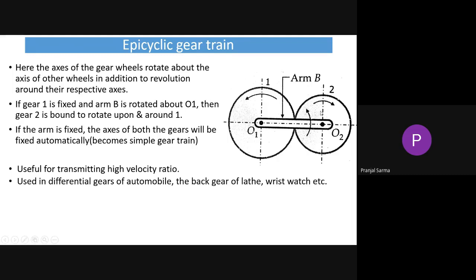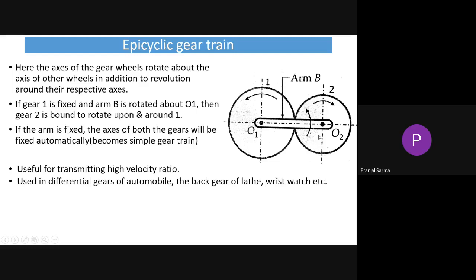That is normal. But we also have this arm, which connects the centers of these two gears, and this arm is given motion. It may be anti-clockwise or clockwise. Because of that, in the epicyclic gear train, the axes of the gear wheels rotate about the axis of the other wheels. That means the smaller wheel also rotates around the bigger wheel, apart from having its own rotation due to meshing.